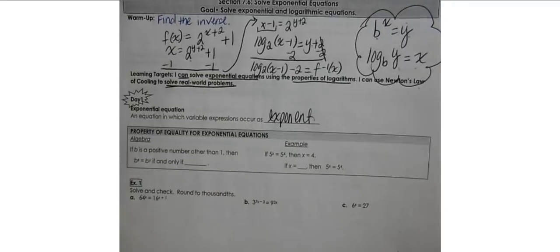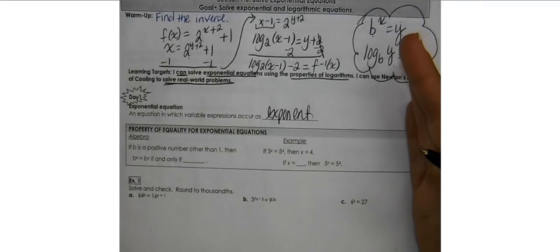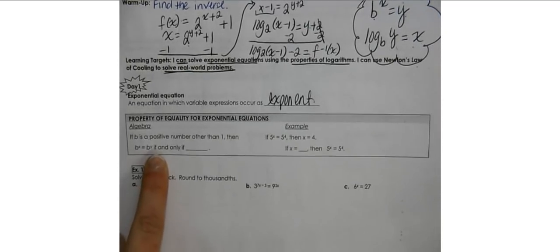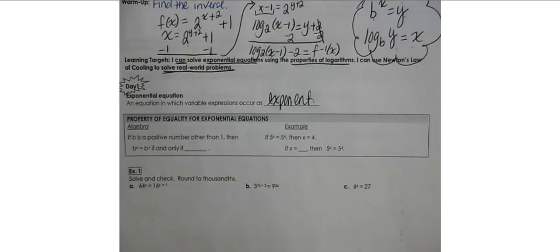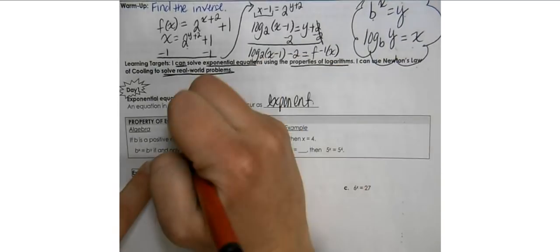Now, a property that we've already worked with so far, especially when we were working with simplifying logarithms, is that if you have two powers with the same base and they're set equal to one another, the exponents are equal to each other. So if you have b to the x equals b to the y, then that must mean that x equals y. You would set the exponents equal to one another. Or if you have 5 to the x power equals 5 to the 4th power, x has to equal 4. Your exponents would have to equal each other.